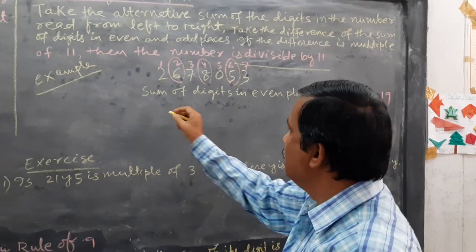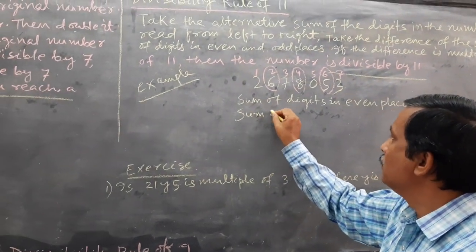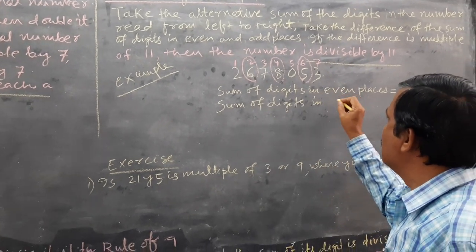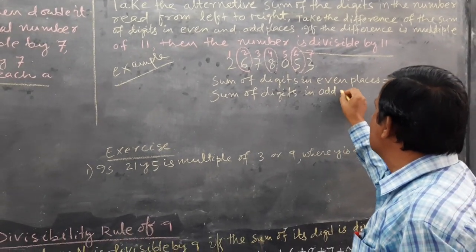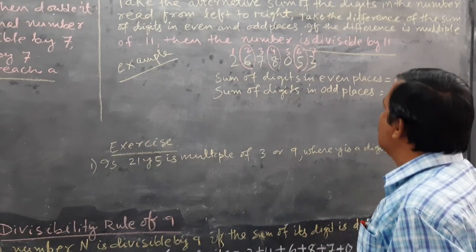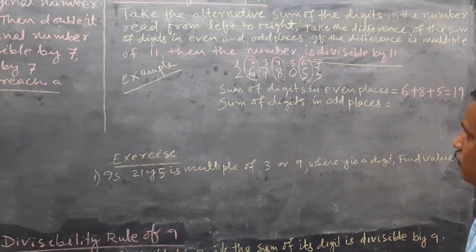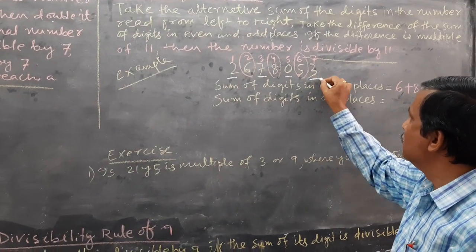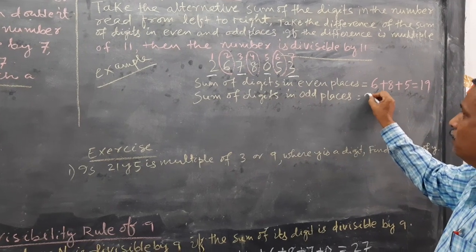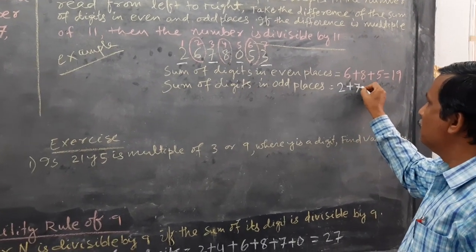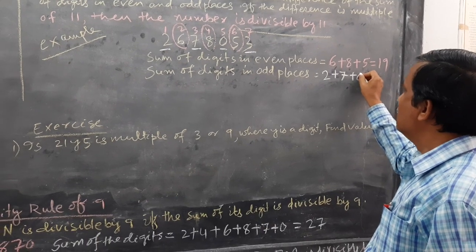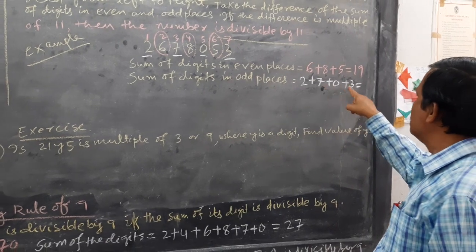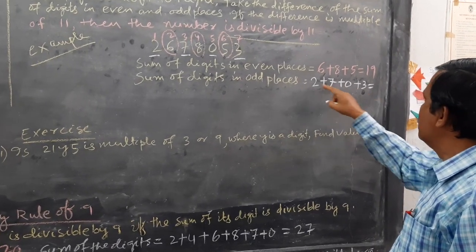Similarly, take the sum of digits in odd places. Odd places means this number, this number, this number, this number. So you take 2 plus 7 plus 0 plus 3. So the sum is 7 plus 3, 10 plus 2, 12.